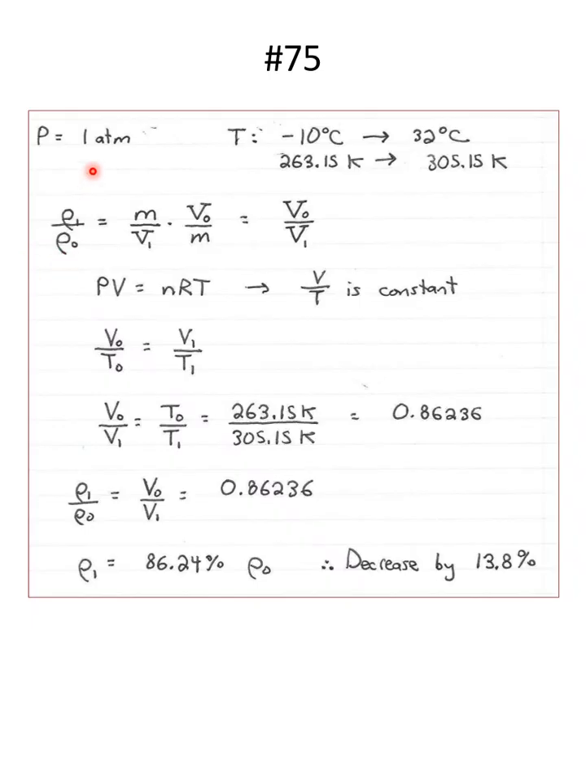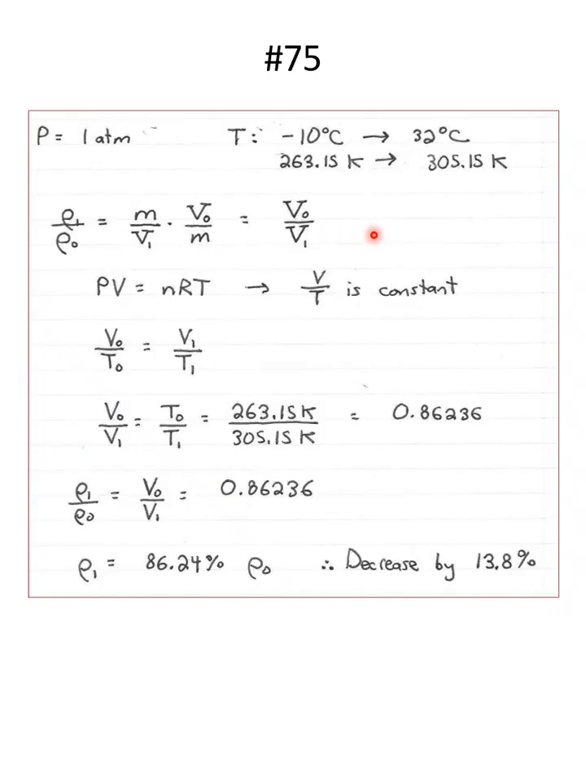By the way, I've written all the given information. We're going to need temperature in kelvins. So rho 1 over rho 0, we had something like this in a previous problem in this video. Mass over volume 1 times volume 0 over mass. The masses divide out, and so the ratio of the densities new to old is the ratio of the volumes old to new.